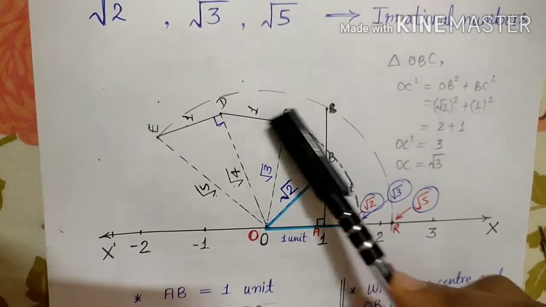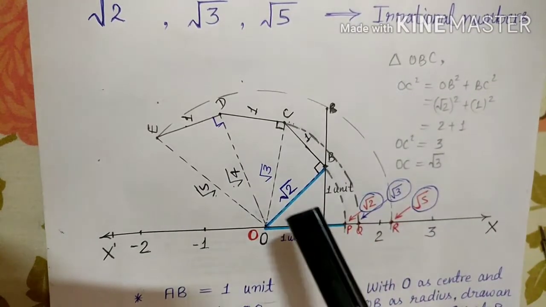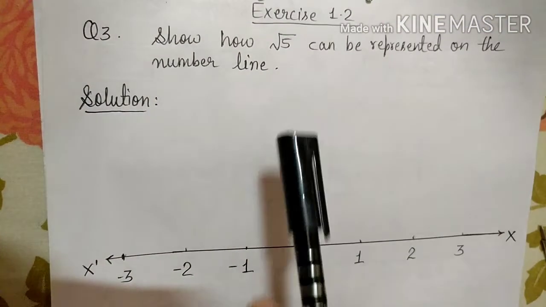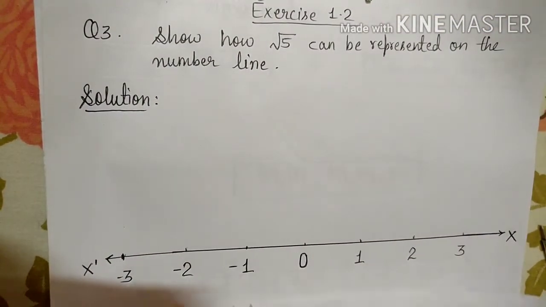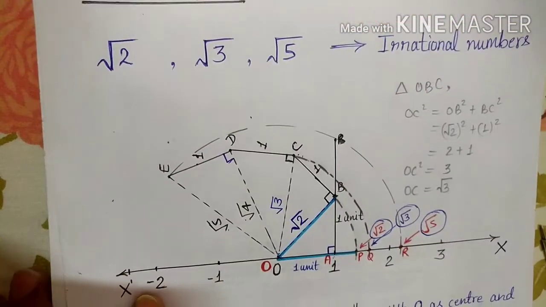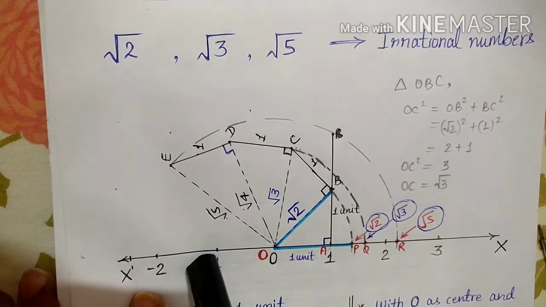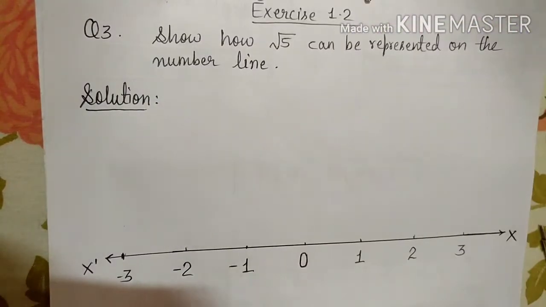Okay, the spiral method, and we have shown all these on one number line. But in this question they are saying we have to show only root 5. So either we can apply this method also, but for that we have to show root 2, then root 3, then root 4, and then root 5 will come. So instead, we want to show root 5 directly.